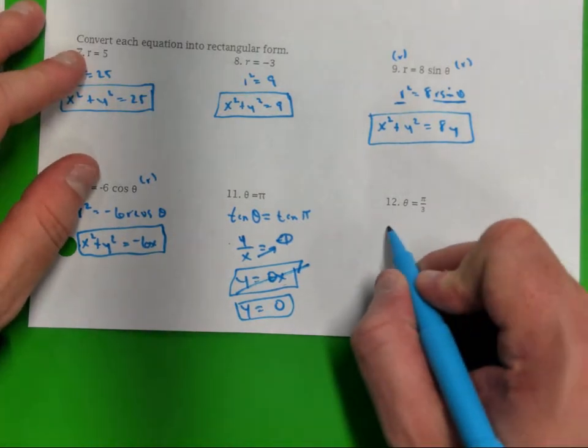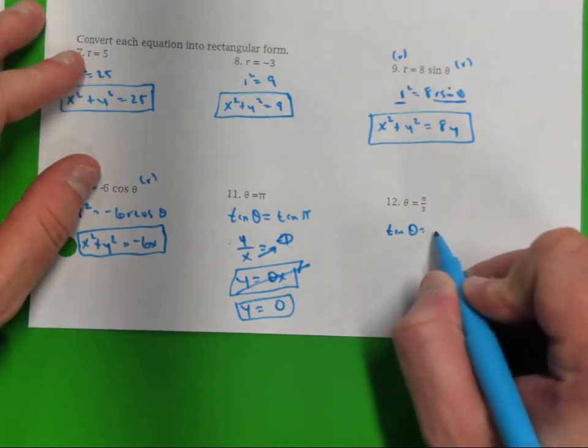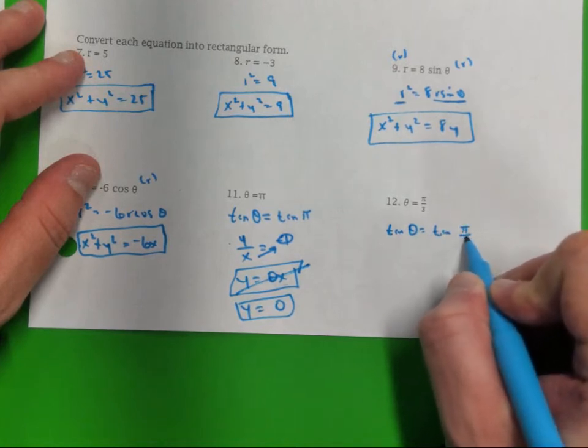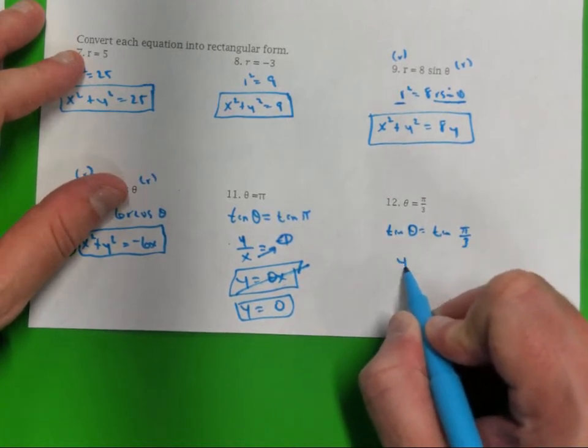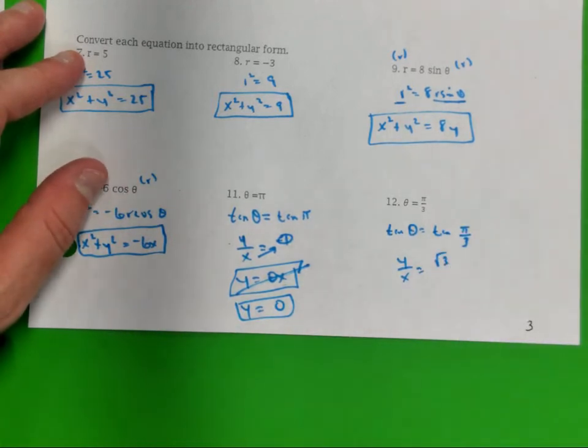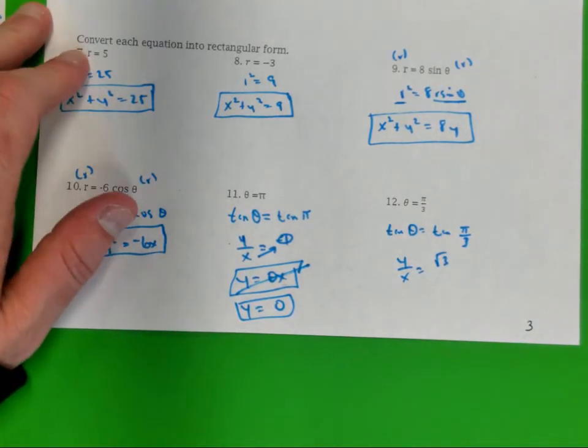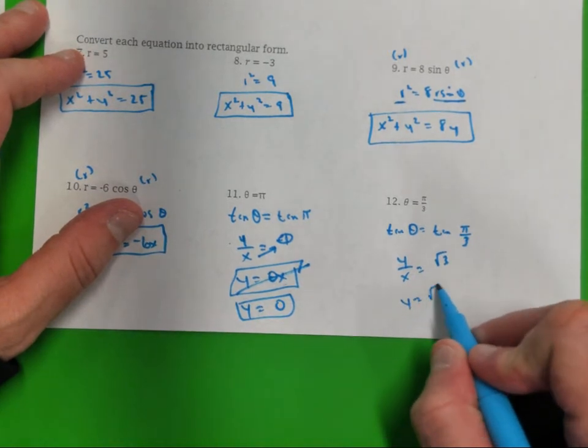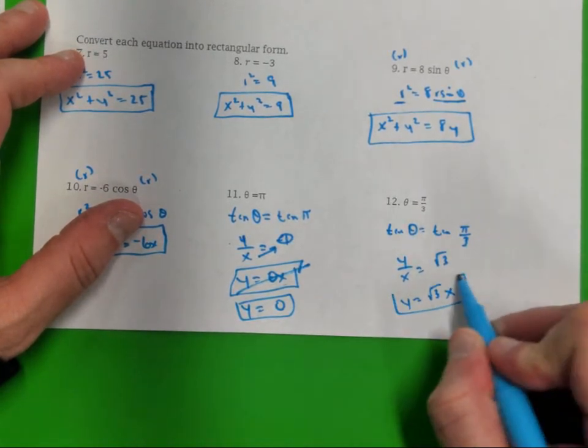Number 12, I'm going to take the tangent of both sides. Tangent of theta is y over x. Tangent of pi over 3 is root 3. And then you just cross multiply: y equals root 3 times x.